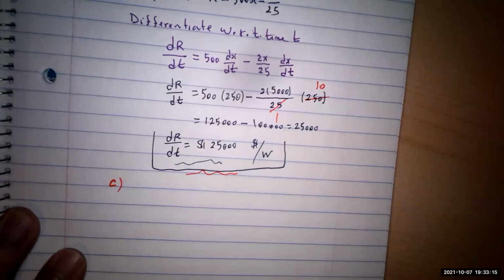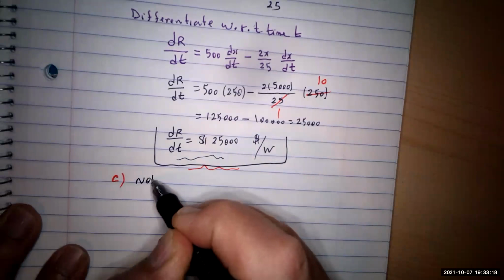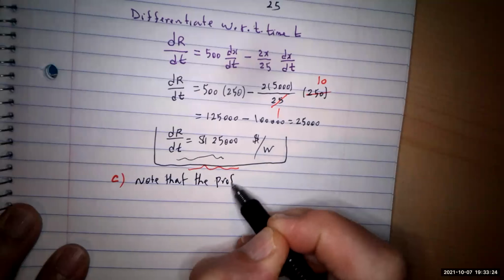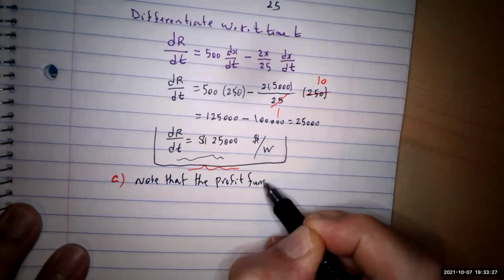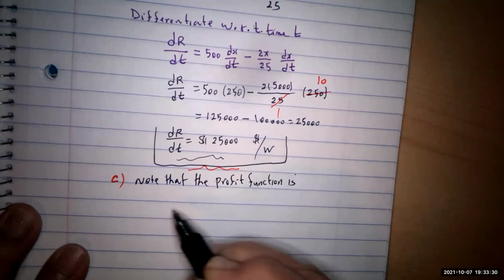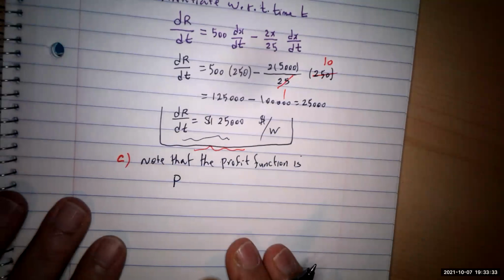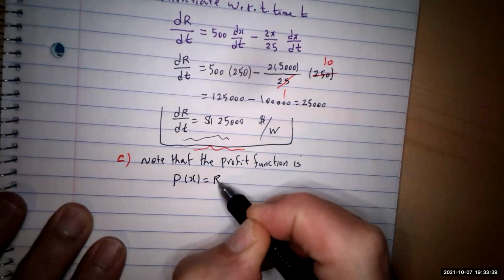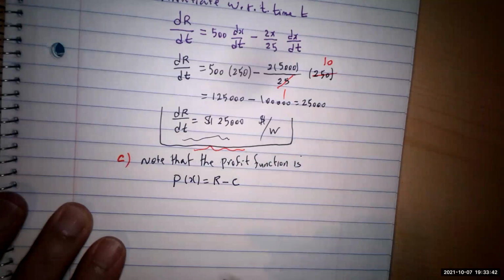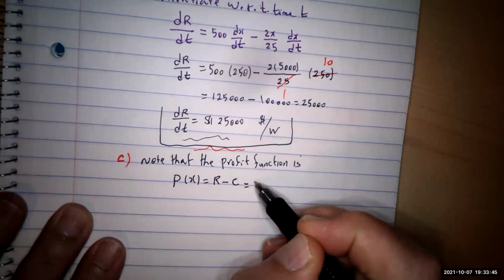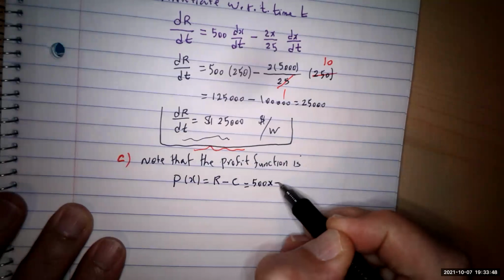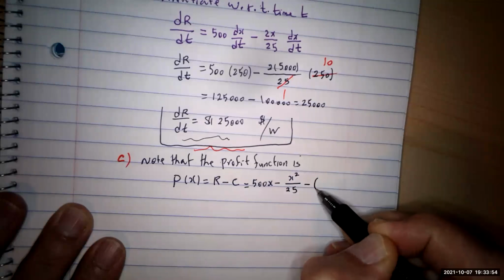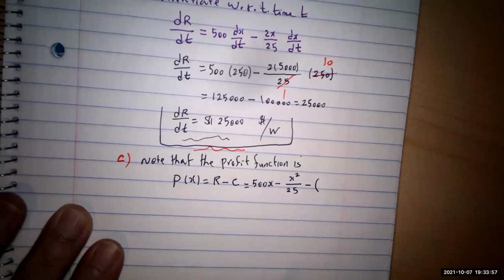Okay, so remind ourselves that this is it, and note the profit function. Remember, the profit is the difference between the revenue and the cost. P(x) is whatever revenue you have minus C, the cost. You have to subtract it. Your revenue is 500x minus x squared over 25. That's your revenue minus your cost. You have to open up the parentheses first and then bring the cost.